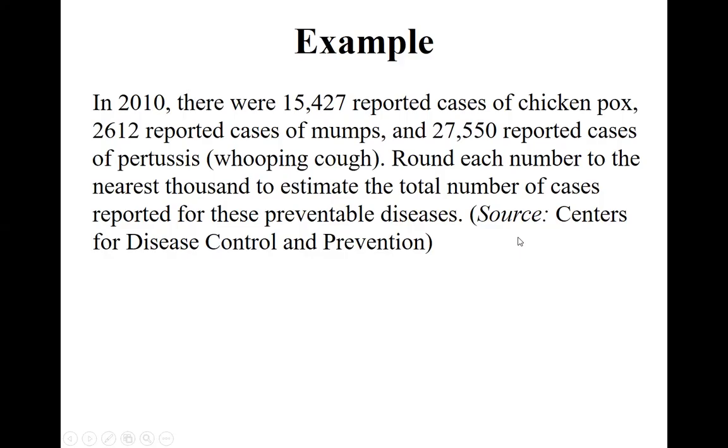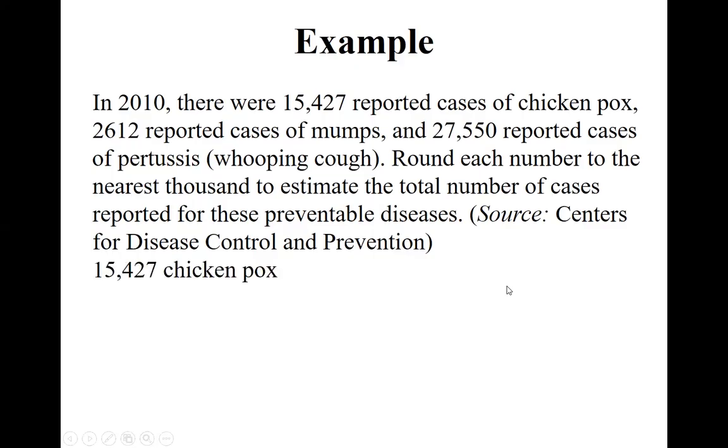In 2010, there were 15,427 reported cases of chickenpox, 2,612 reported cases of mumps, and 27,550 reported cases of pertussis, or whooping cough. Round each number to the nearest 1,000 to estimate the total number of cases reported for these preventable diseases.